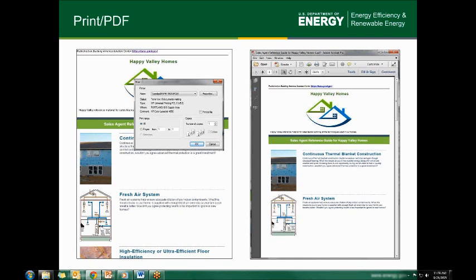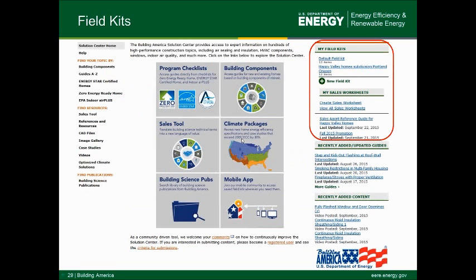Okay, so let's move on to field kits. Now you're seeing on your screen, I'm back to the home page, and I have circled the field kit option and the sales worksheet option. You now see that I have my sales agent reference guide for Happy Valley Homes following me around. I can create new sales worksheets, but let's focus on this little top block for a second, which is my field kits. And this is the way for me to create folders of all different types of content, not just sales content.